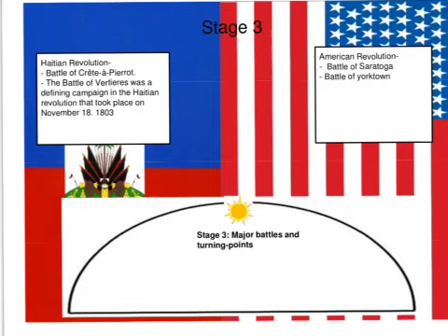The most important battle in the Haitian Revolution was the Battle of Vertières. In this battle, Haitians led by Jean-Jacques Dessalines and Alexandre Pétion ultimately defeated the French troops.